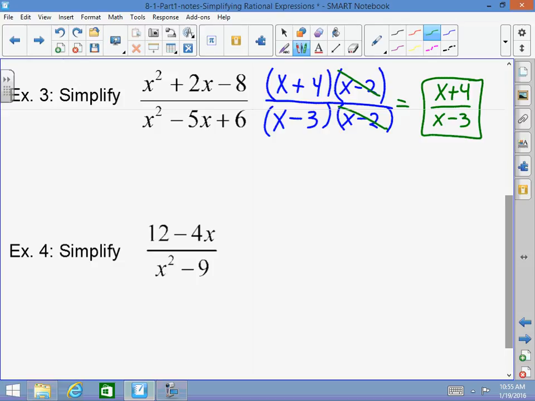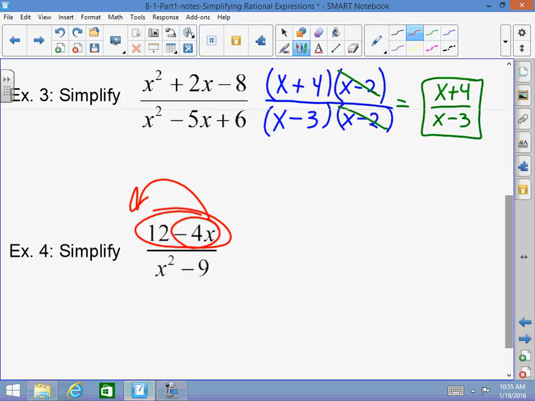Number 4. Whenever I have a situation like this where I have 12 minus 4x, I always want to get the lead coefficient to be positive. I always want the x in the beginning of the polynomial, because I always want it in standard form. I don't know if you guys remember that term. Standard form of a polynomial, I go from highest degree to lowest degree. So the first thing I want to do is get this x in the front of the polynomial and as a positive. So how would I do that?